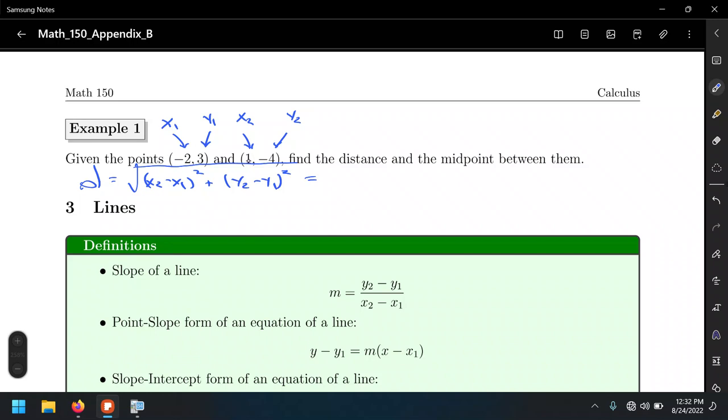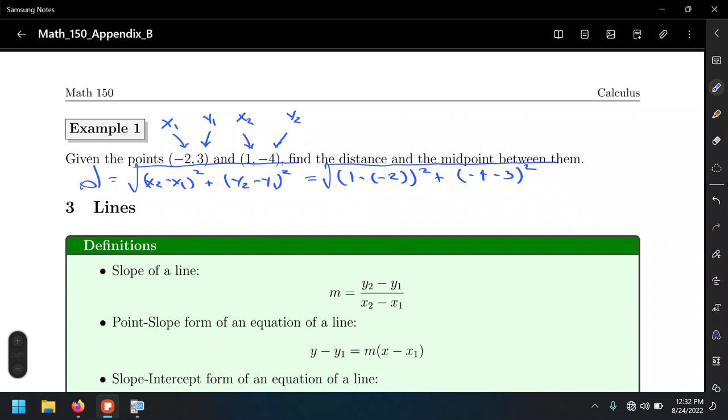Okay, so let's subtract the x's. 1 minus negative 2, squared, plus negative 4 minus 3, squared. Okay, let's do one calculation at a time. So what's 1 minus negative 2?